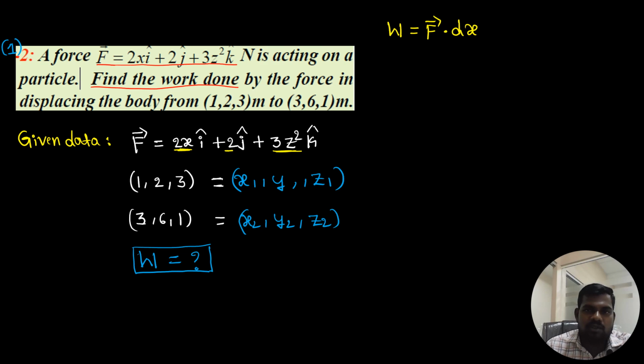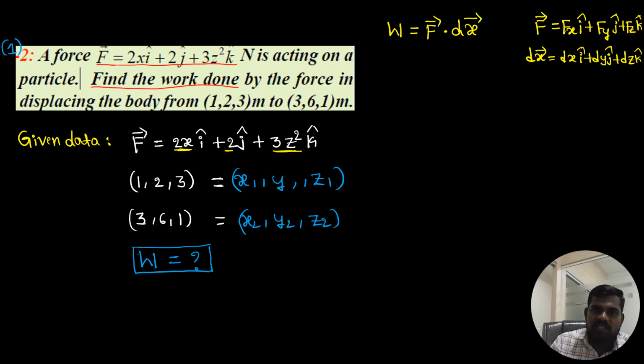Now W is equal to F vector dot dx vector. F vector is nothing but, in this case, 3 dimensions, right? That's why Fx i cap plus Fy j cap plus Fz k cap. Similarly, dx vector is dx into i cap plus dy into j cap plus dz into k cap. Please take these two values in this case.